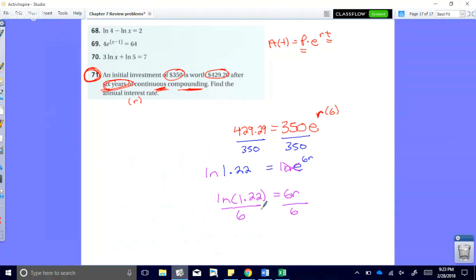So I'm going to take the natural log, divide by 6, and you get r is equal to 0.034. And if it says find the interest rate, we're going to take that and we're going to move the decimal 2 places. So the interest rate is 3.4%.